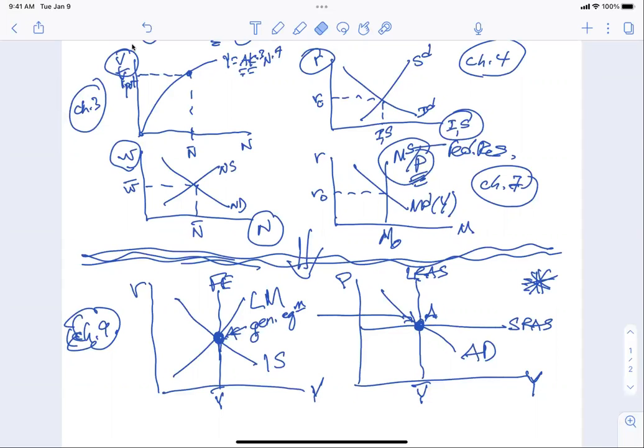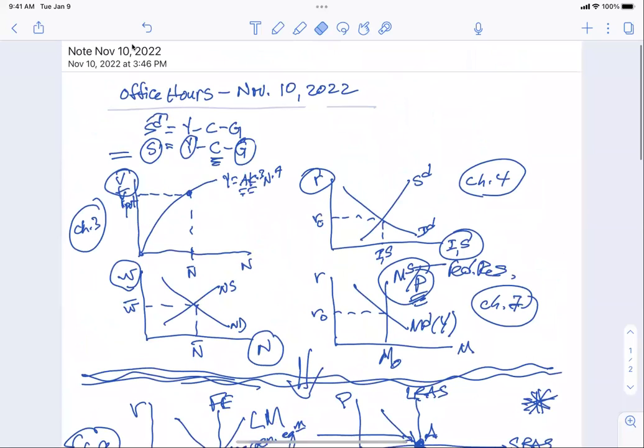Fiscal policy is a shift in the IS curve. All of these things are shifts in aggregate demand. So economic policy, fiscal policy, changes in taxes, changes in government spending, affect what? Government spending and taxes affect consumption, right? And all of that affects aggregate demand. Remember, aggregate demand is made up of C plus I plus G plus net exports.